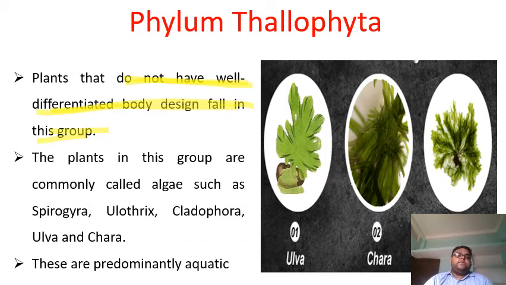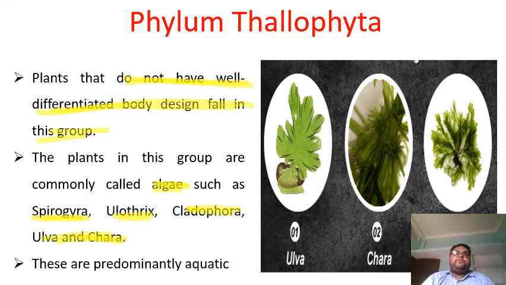Okay. So plants in this group are commonly called as what? The plants in these groups are commonly called as algae. Okay, these are called algae, and this includes organisms such as Spirogyra, Ulothrix, and Cladophora. Okay, students. It also includes Ulva and Chara. So when we look at the characteristics of phylum Thallophyta, we see that the plant body is not differentiated. Okay, there is no root, there is no stem, there are no leaves. There is no differentiation in the plant body.